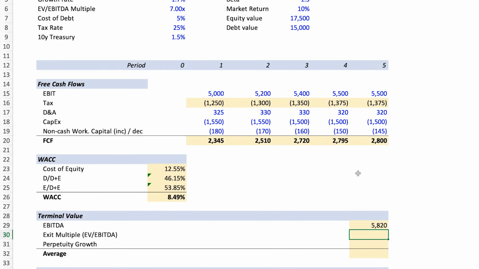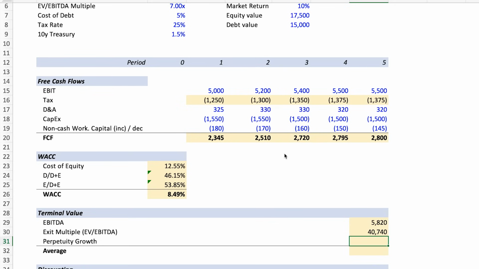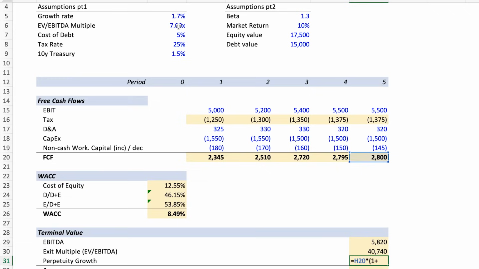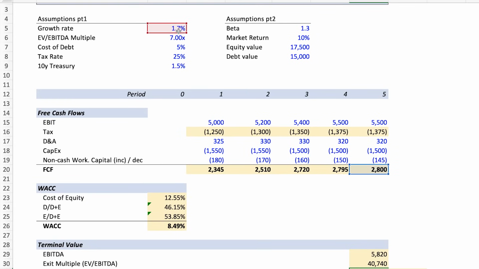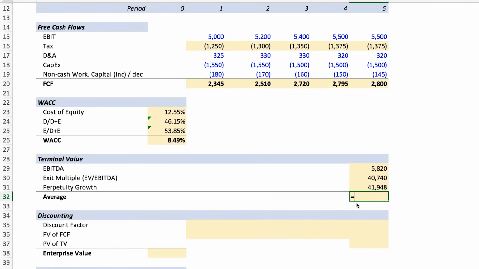Right, from there we can calculate the exit multiple, which is just the EBITDA times the multiple, which is here, the 7. Then we got the perpetuity growth, which is equals to the free cash flow times the 1 plus the growth rate, which in this case is the 1.7%. Then divide that by the WACC, which is the 8.49 minus the growth rate. So there you go.